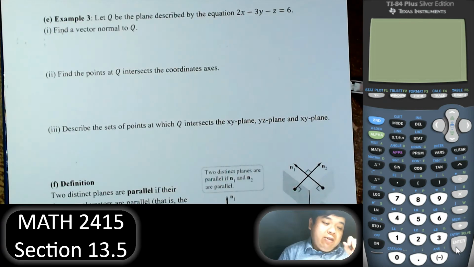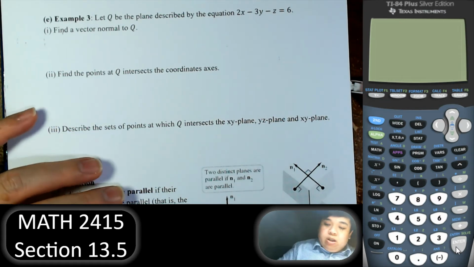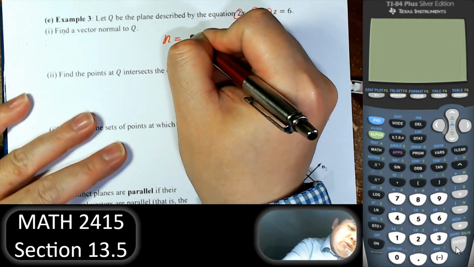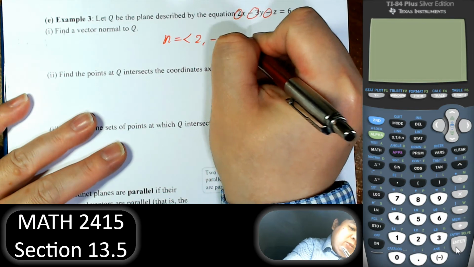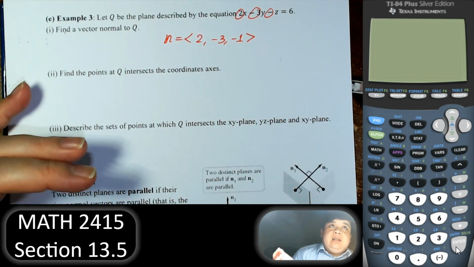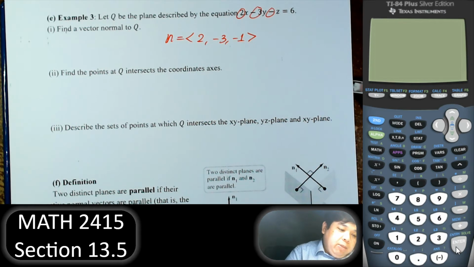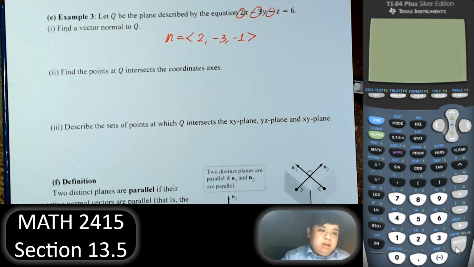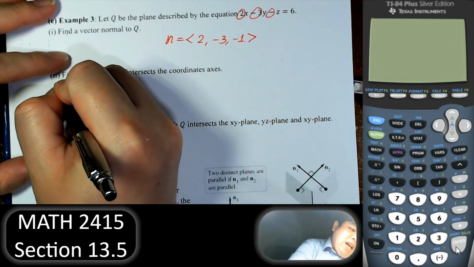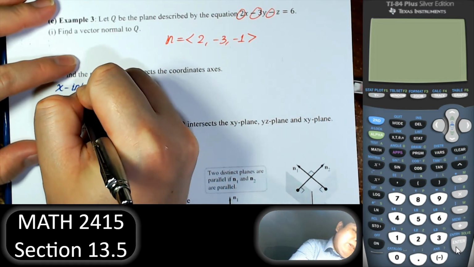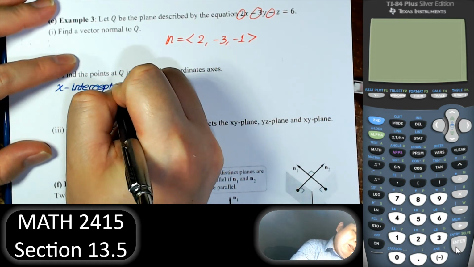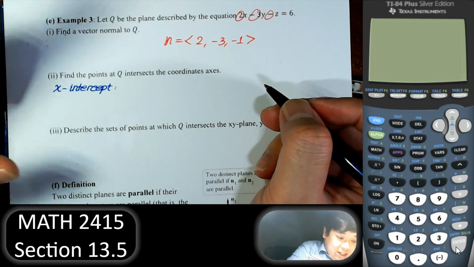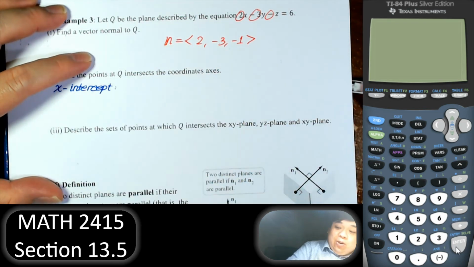So first, if we have this equation, find the vector normal to Q. Easy. Just pick out the coefficients. So the normal vector is equal to 2, -3, and -1. The coefficients of x, y, and z. Right, next, find the point where Q intersects the coordinate axis. So the coordinate axis is the x-axis, or the x-intercept. Sorry. X-intercept is where y and z equal 0.